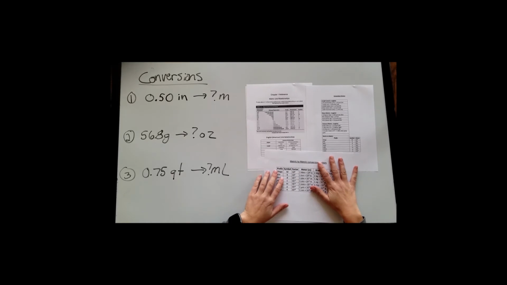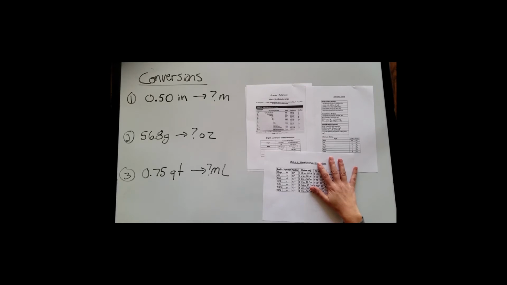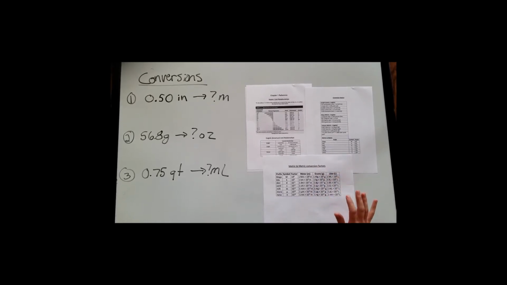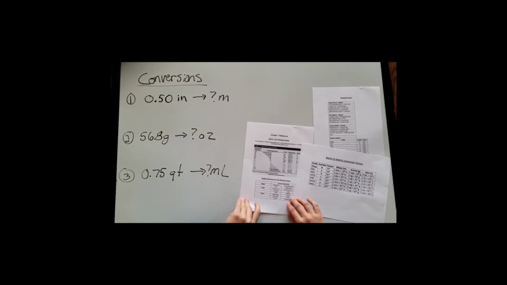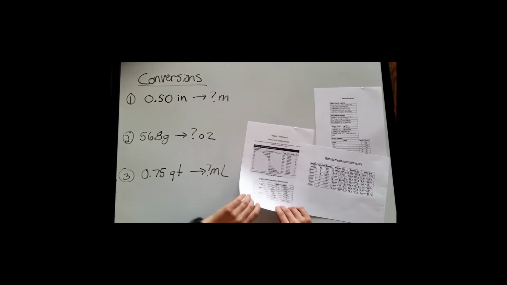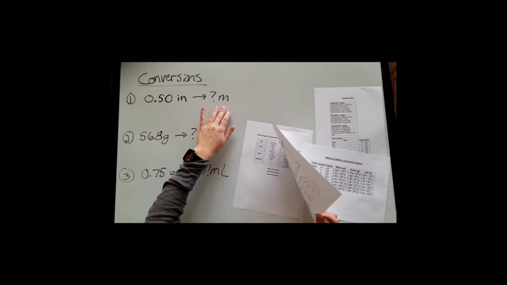As I said in the PowerPoints, a lot of conversions have more than one conversion factor that'll work. So it doesn't matter which one you choose, as long as you are canceling out what you don't want and keeping what you do want. And we'll see that in a moment here. All right, so let's look at number one. Number one, we are taking 0.5 inches and we want to convert that into meters.